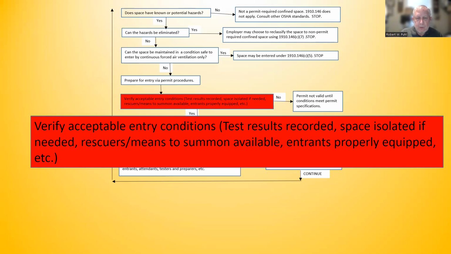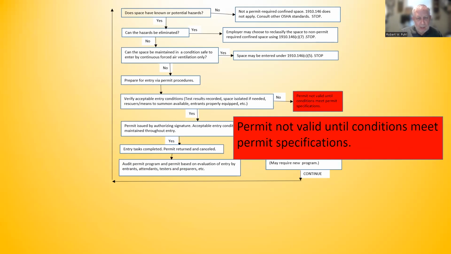Verify acceptable entry conditions. Somebody has to make a determination here. What are the conditions for entry? What are the acceptable entry conditions? You have to know the hazards you anticipate, test results recorded, space isolated if needed, rescuers or means to summon them are available, entrants properly equipped, etc. So you have to know all this stuff, and satisfy all the entry conditions. If you don't, the permit's not valid until conditions meet permit specifications. So your permit now becomes the ruling document that you have to comply with.